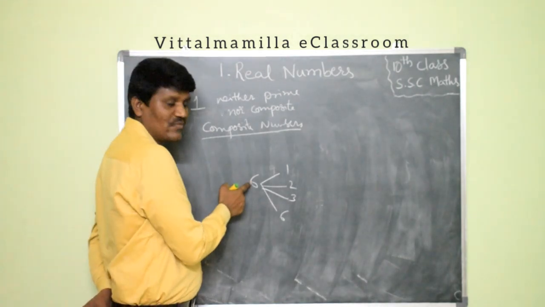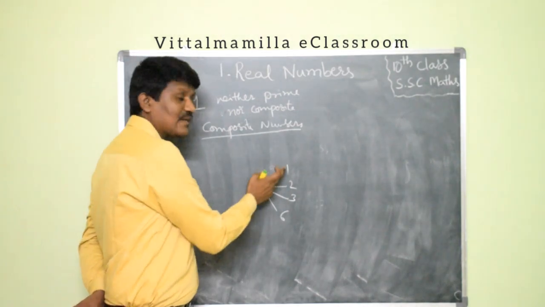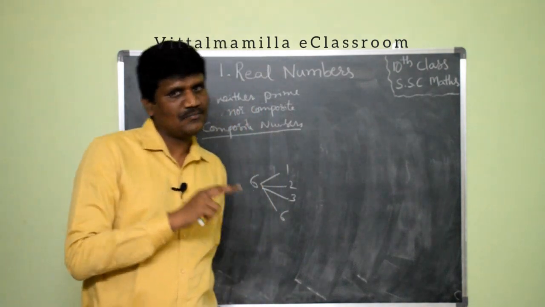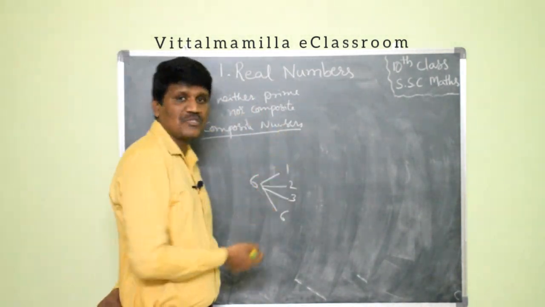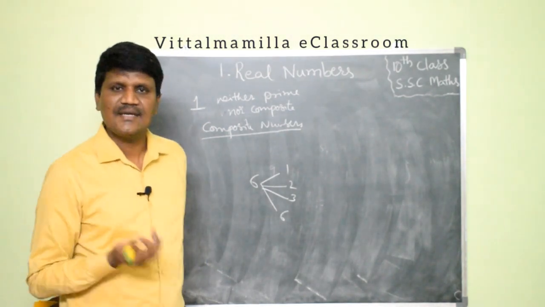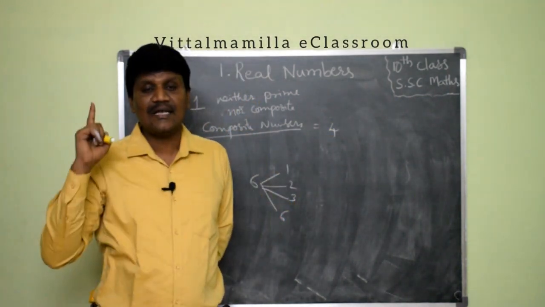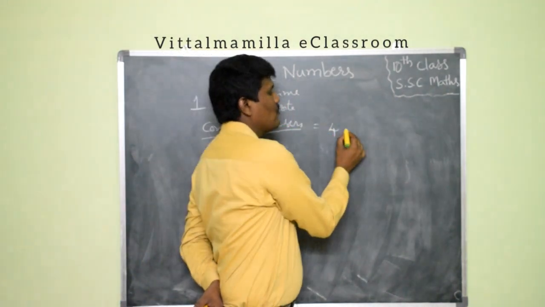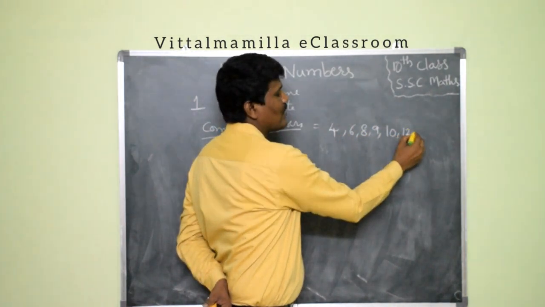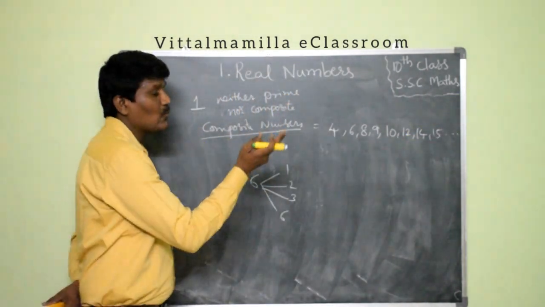So 6 has how many factors? 1, 6, 2 and 3: 4 factors. So the number which has more than 2 factors is called a composite number. So what is the minimum composite number? 1 is neither prime nor composite, 2 is a prime, 3 is a prime. So composite numbers start from 4. The least composite number is 4. 4, 6, 8, 9, 10, 12, 14, 15 and so on. These are all composite numbers.